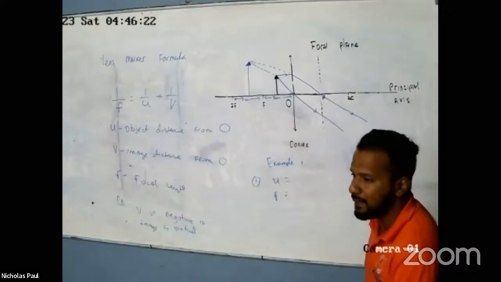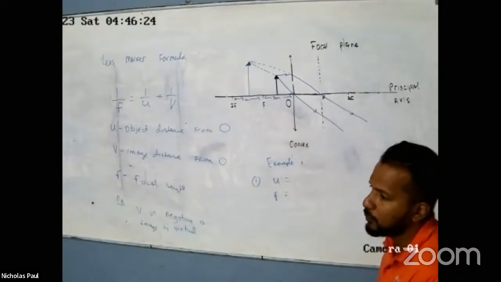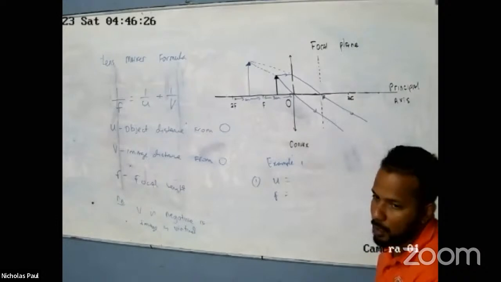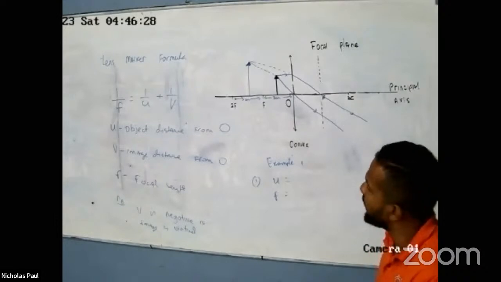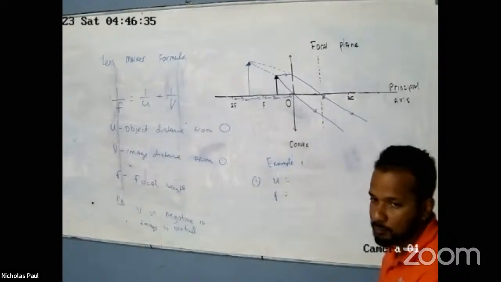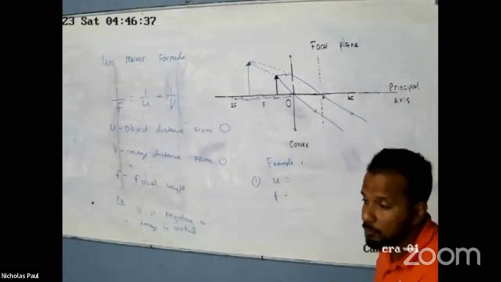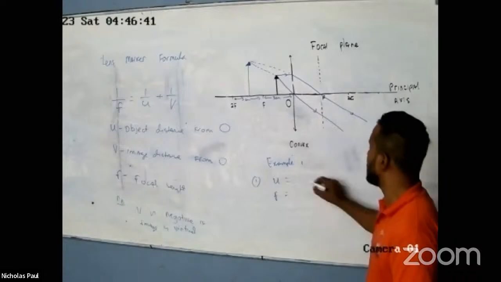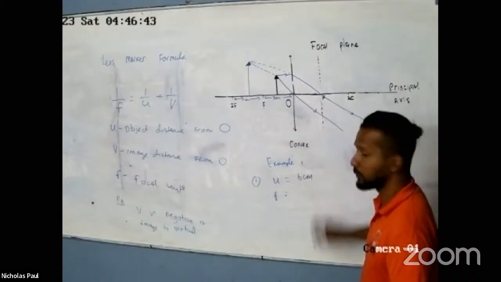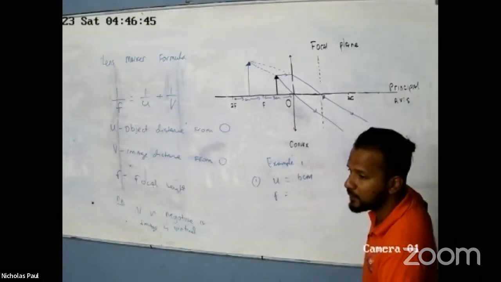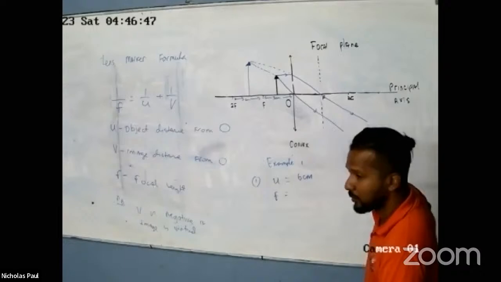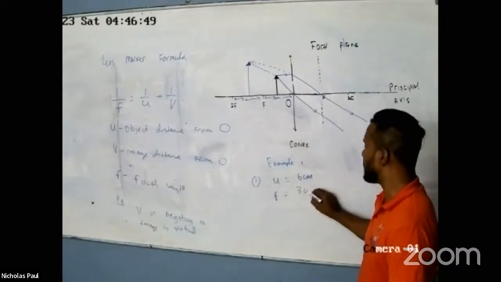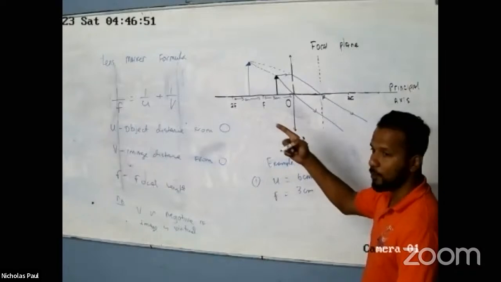Right. In example one, what was U? How far was the object from O? Wasn't it 6? Yeah, 6, right? 3 and 3, so that's 6 centimeters. What was the focal length? OF is how much? 3. So everybody watch here. We can use that formula to find V.